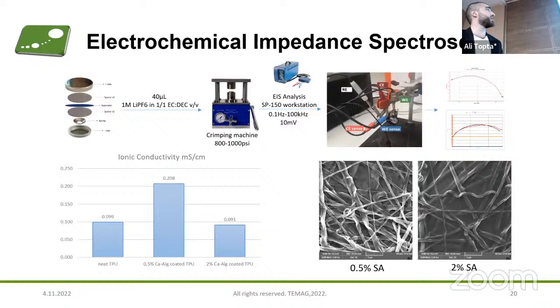Finally, we sent our samples for EIS, or electrochemical impedance spectroscopy, to measure their ionic resistivity and overall ionic performance. We found that the 0.5% calcium alginate treated TPU samples performed better than either neat TPU or the 2% calcium alginate samples by 0.2 millisiemens per centimeter.